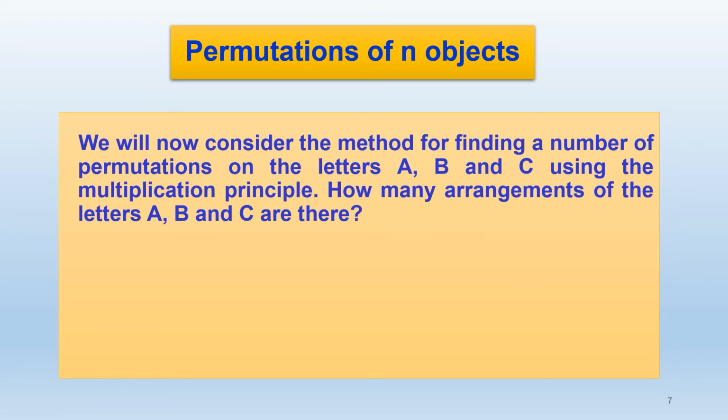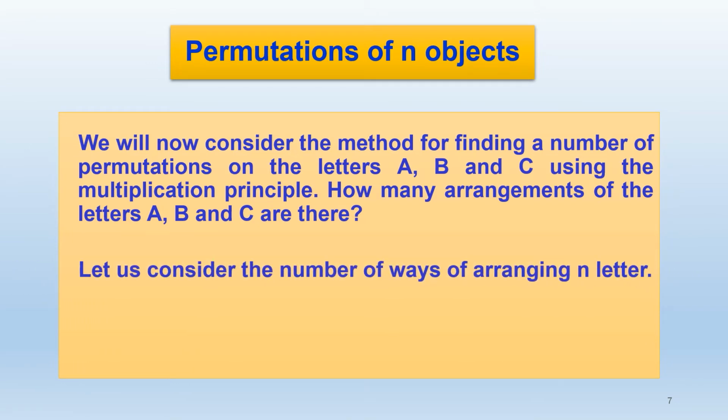Okay, we're still in the permutation of n objects. We will now consider the method for finding a number of permutations of the letters A, B, and C using the multiplication principle. So how many arrangements of the letters A, B, C are there? Let us consider the number of ways of arranging n letters.